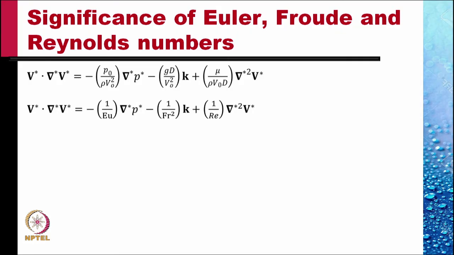Let us next study the significance of Euler, Froude, and Reynolds number introduced earlier. P naught divided by rho V naught square is 1 over Euler number, g D by V naught square is 1 over Froude number squared, and mu divided by rho V naught D is 1 over Reynolds number. Let's first start with Euler number.